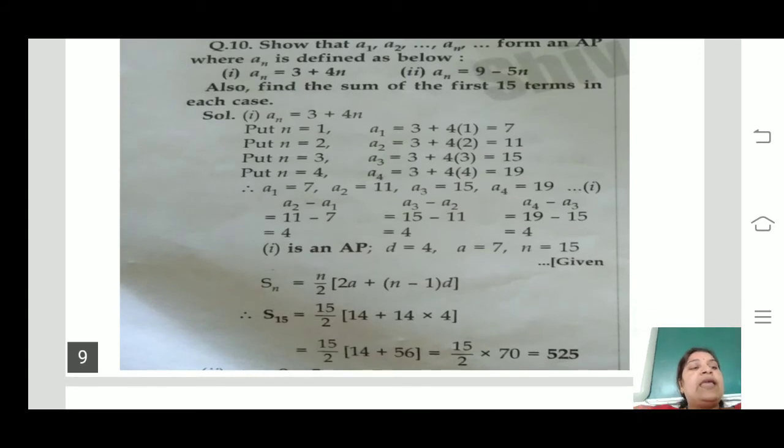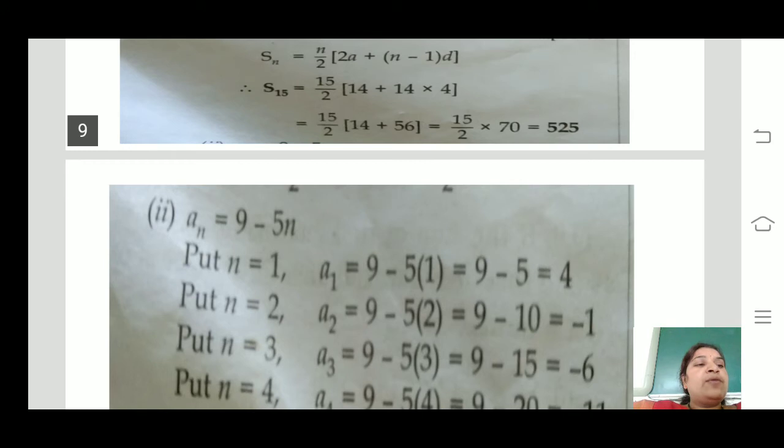Now, if it is an AP, then let us calculate the value of Sn. Sn equals to n by 2 in a bracket 2a plus (n minus 1) into d. Now, after replacing all the values, we have S15 equals to 525.